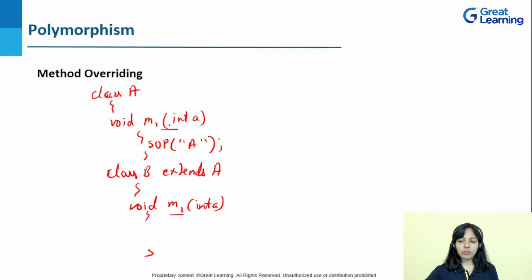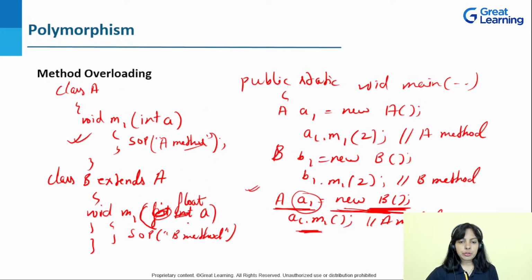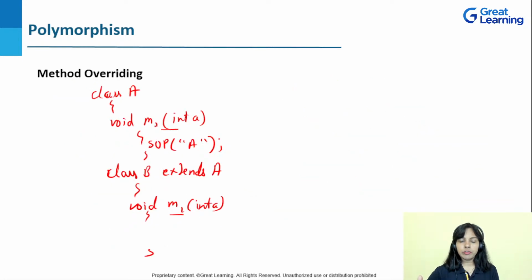In method overloading here, it was supposed to be float here, guys. By mistake it was written int. Just pay attention to this, don't get confused. It will be a different method, same method name but different method parameter type in overloading. In overriding everything should be the same. And here, suppose I have system.out.println, and here I have it prints b.